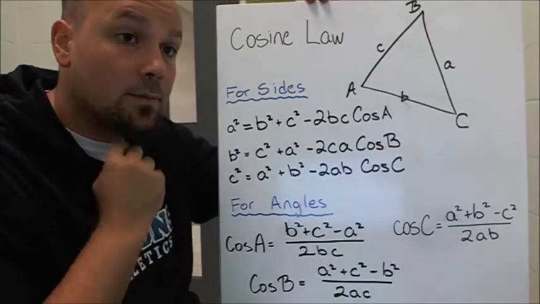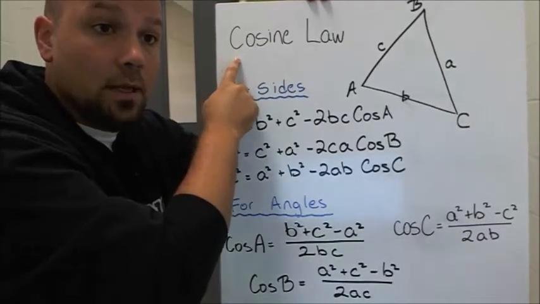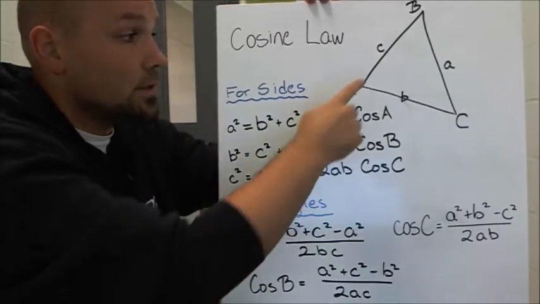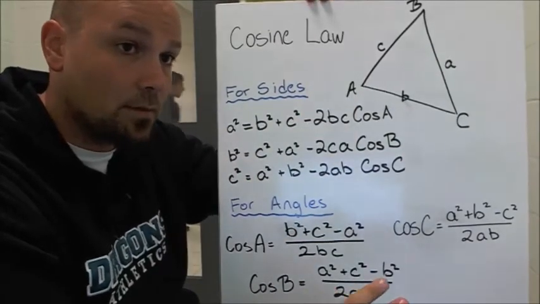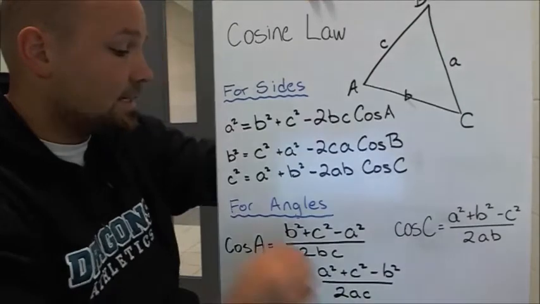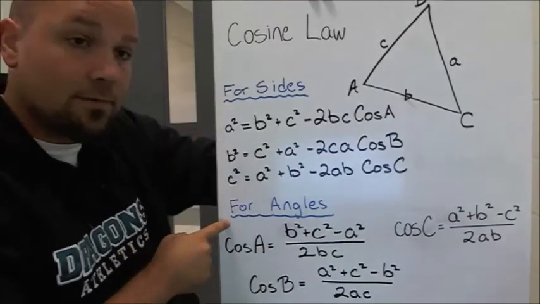Hi. So today what we're going to talk about is the cosine law. It's the other law for solving non-right angle triangles, so not a right angle. And in this case, again, we have one for sides and one for angles.